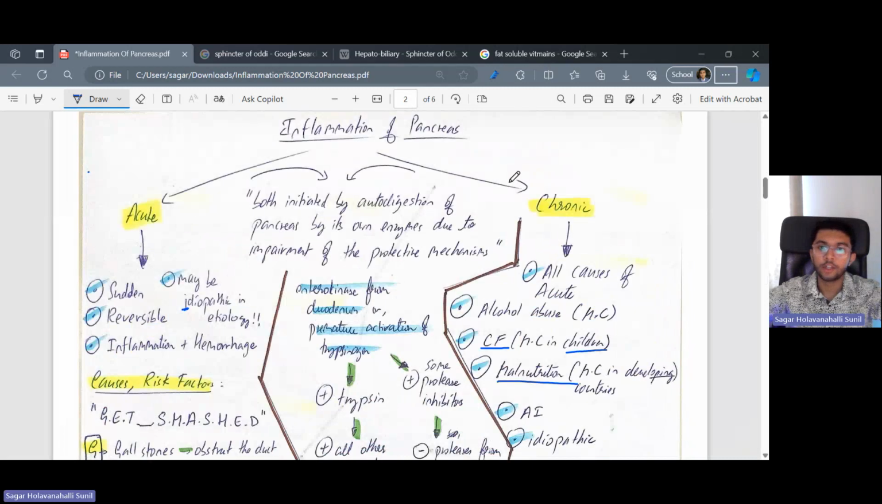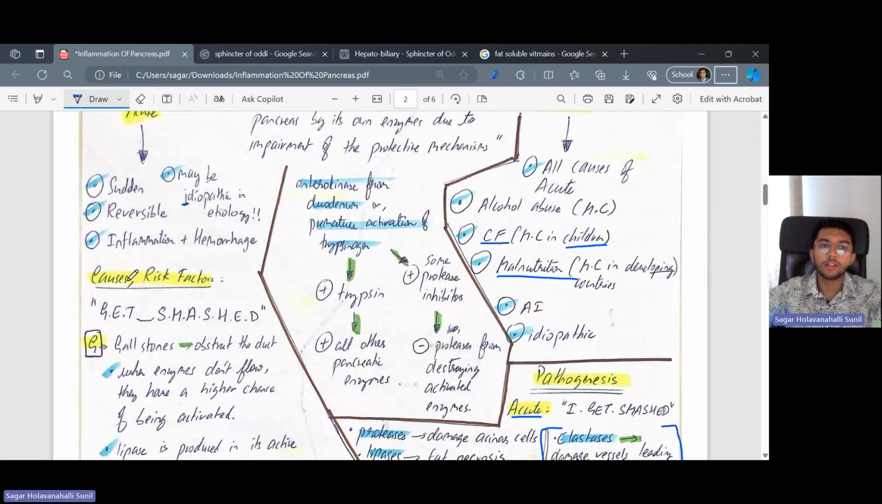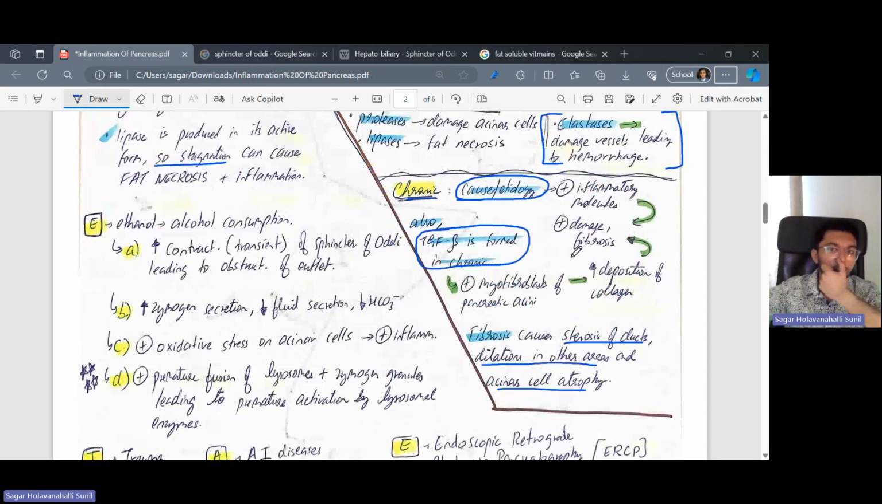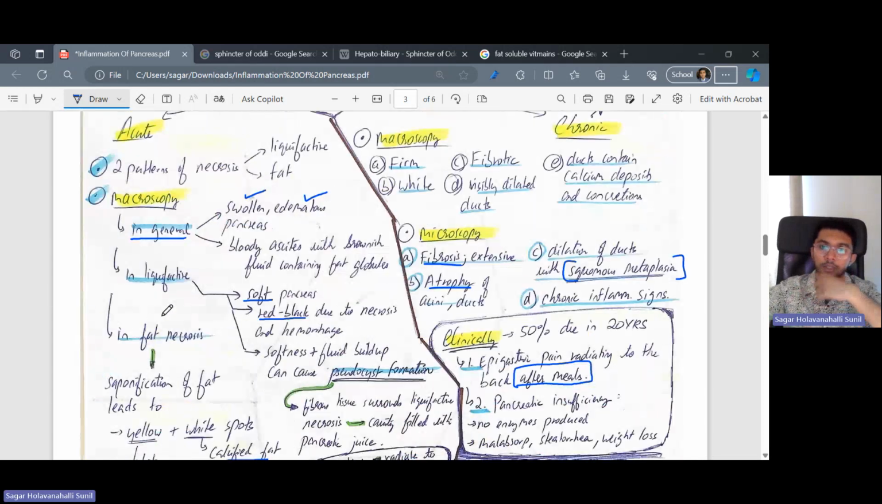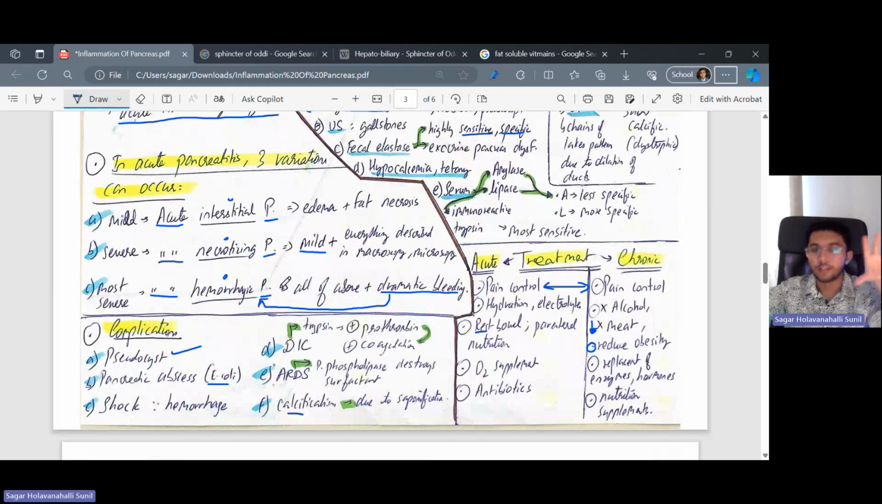You have acute, you have chronic. This is in general the description. Remember the causes and risk factors, and from that, just mention the pathogenesis. I hope everything else is pretty much clear in these. I've stuffed everything into one paper, so it can seem like a lot, but if you manage to put some time and read this, then revision becomes very easy.